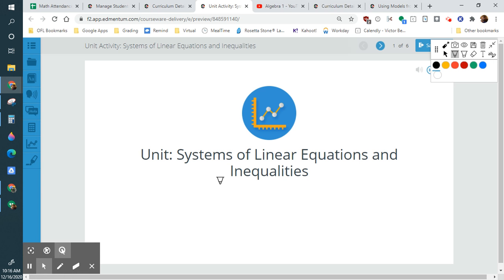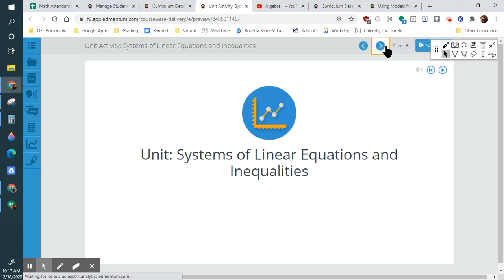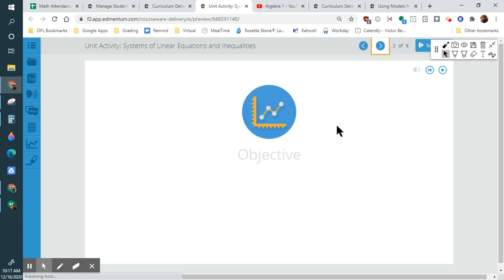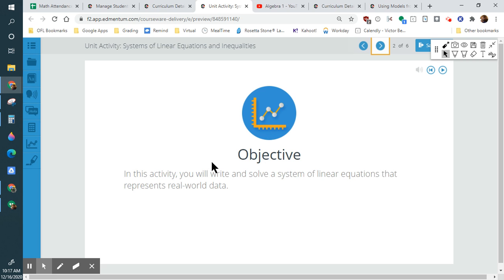All right, so we're going to be doing systems of linear equations and inequalities. This is going to involve more than one scenario that we need to see where they meet up. Our goal is to be able to write the system of equations that represents the real world data problem.